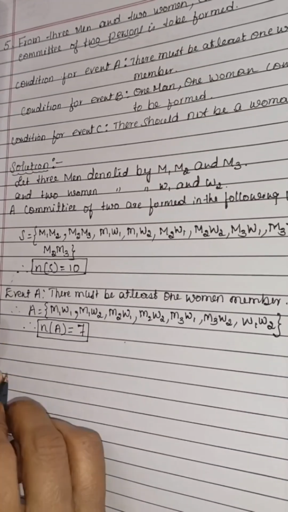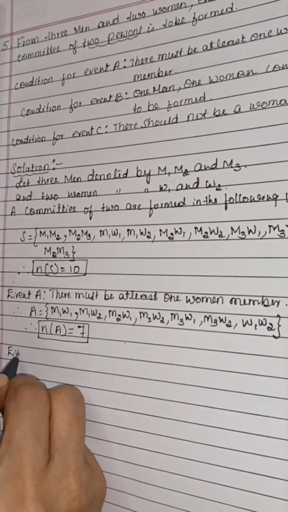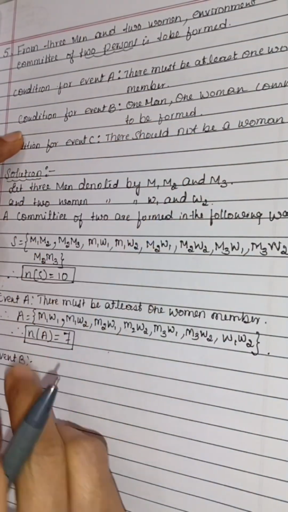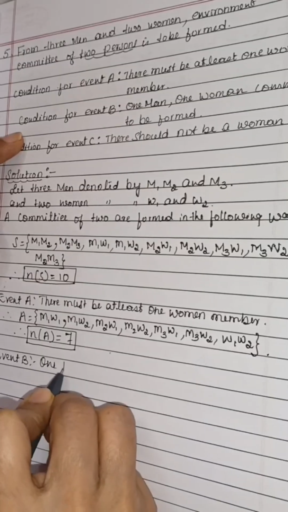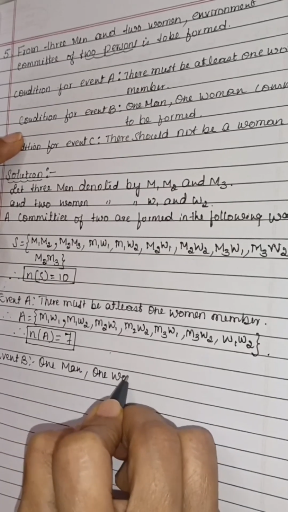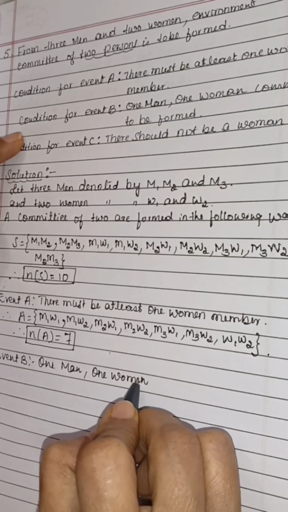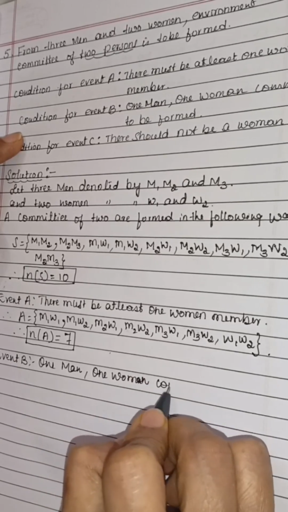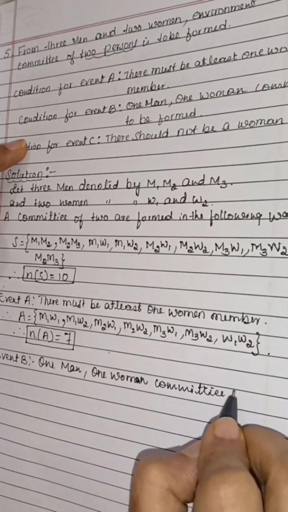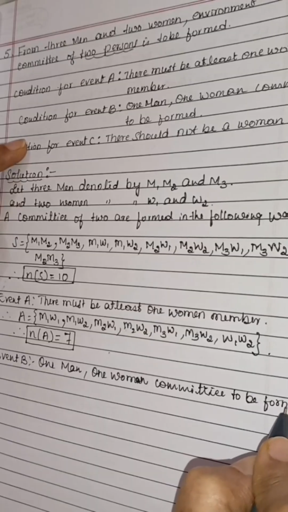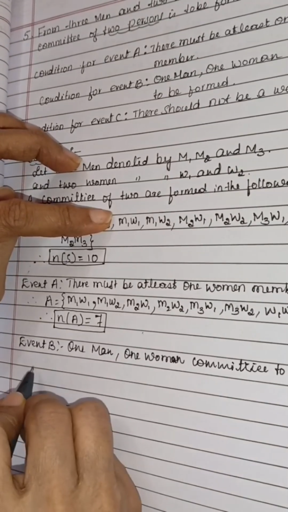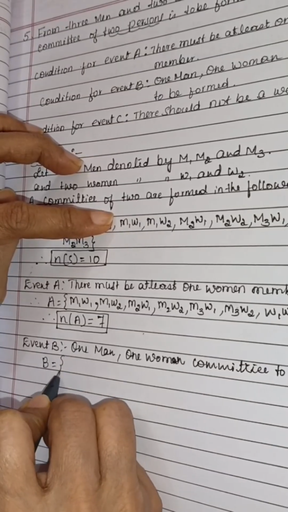Okay. Then event B. What does event B say? One man, one woman committee to be formed. One man, one woman. So therefore event B, you have to write now.